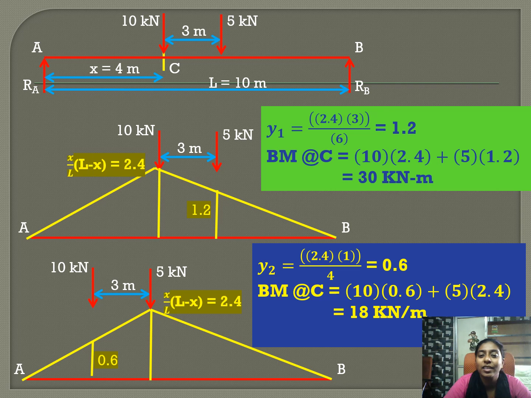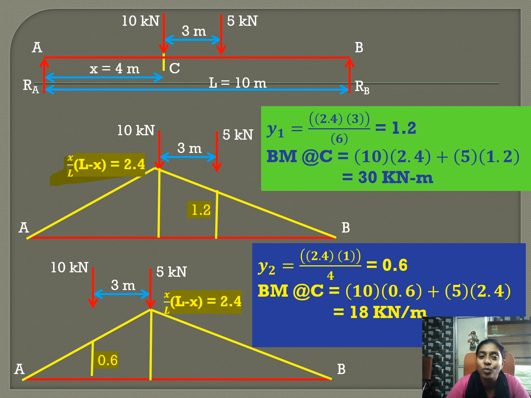Now it's time to find the bending moment. For bending moment, we have only the positive ordinate. Now our condition: when there is a train of concentrated moving loads moving from left to right, we know the condition for maximum bending moment is when one of the loads is placed at the section. So we have two loads, a 10 kilonewton load and a 5 kilonewton load. When one of the loads is placed at the section, we will get the maximum bending moment. We do not know which load, so we will find both conditions.